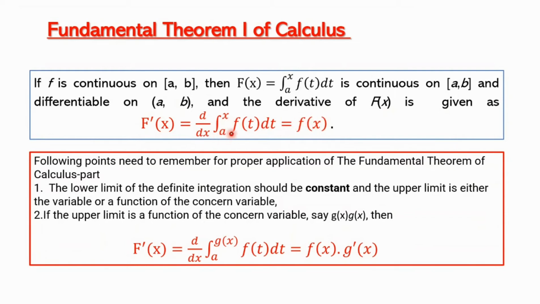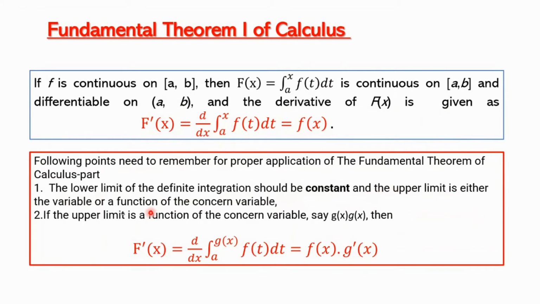Here it needs to be noticed that the lower limit is a constant number and the upper limit is the variable. Given such a function, the derivative of this capital F(x) is the same as the integrand, the function we are integrating. So these are the two points we need to remember. The lower limit of the definite integral should be constant. If it is not, meaning if the upper one is constant and the lower one is the variable, we know how to change it using the properties of the definite integral.